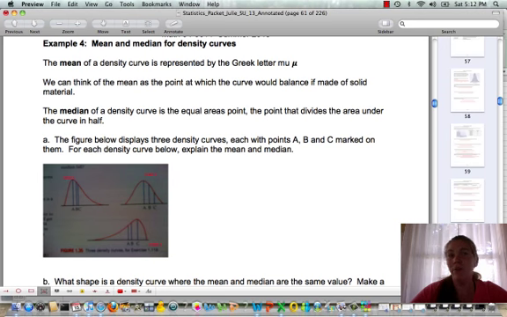Hi everyone, this is example 4 in module 2D on page 61 of your activity packet.